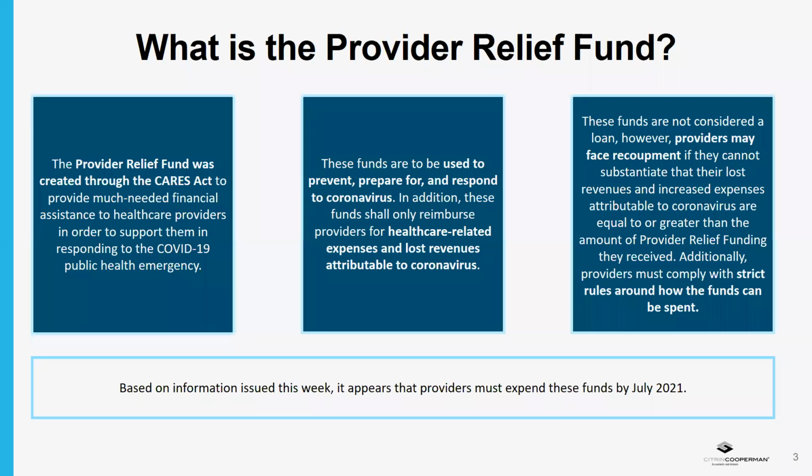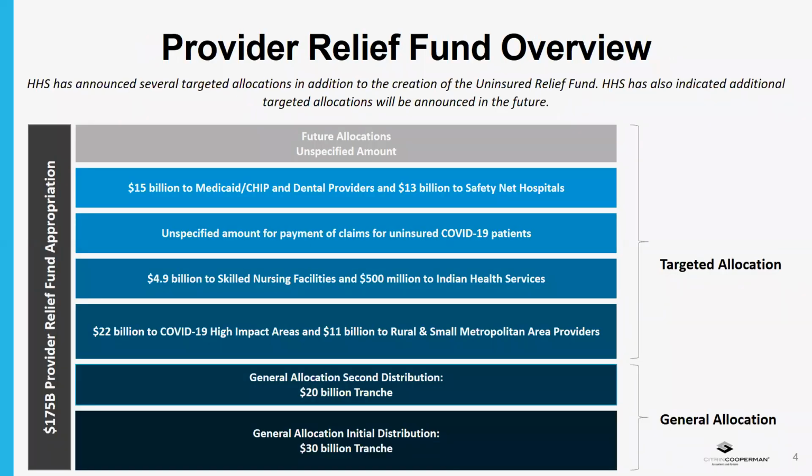One key question that's been floating around this money, which we'll discuss a little bit more later, is how long providers have to use this money. Based on information issued this week, again, we'll go into greater depth on this later, it appears that providers have until next July, at which point they would have to submit a final report on their use of these monies. So Tracy, if you can go to the next slide.